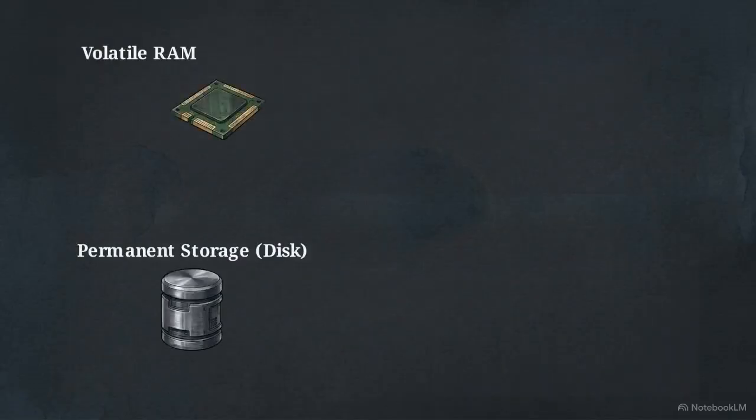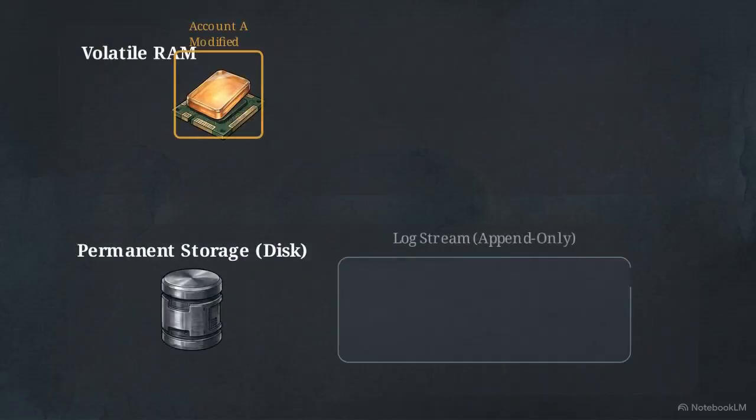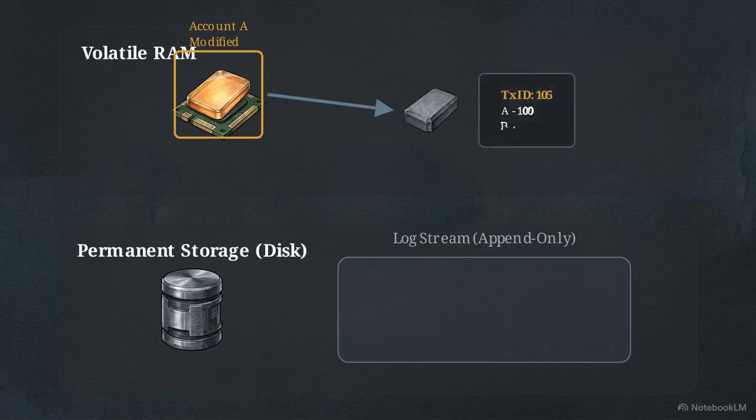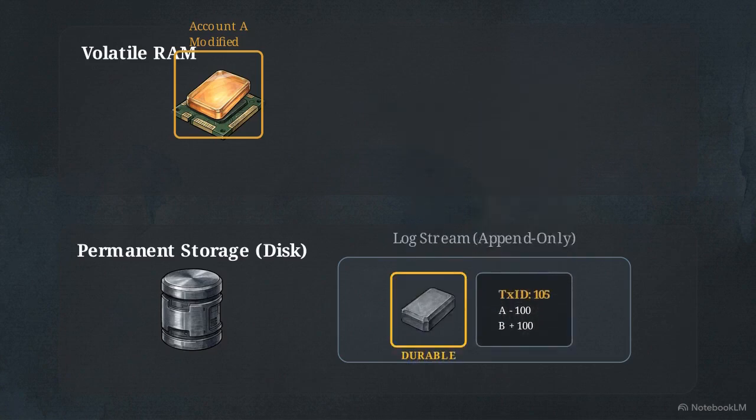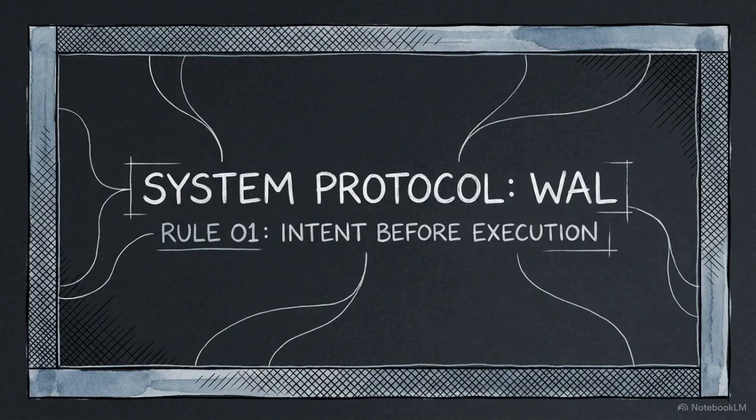To bridge this gap, databases use an append-only record called the log. Before the database attempts to update the data pages on disk, it generates a record of its intent. This block notes the transaction ID, the subtraction from A, and the addition to B. The database forces this intent record into the log stream on the disk before the changed memory page is allowed to move. This rule is known as write-ahead logging.